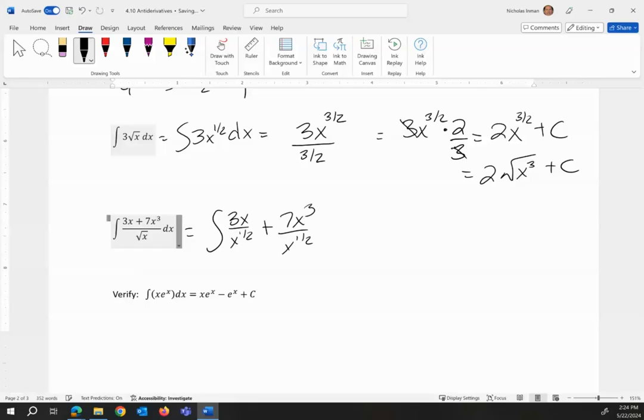Now, if the bottom is two pieces, no, you can't split that up. But if the top is two, yes, you can split that up. All right, so this is 3x. We would subtract these exponents. 1 minus 1/2 is 1/2. 3 minus 1/2 is 2.5, or 5/2.